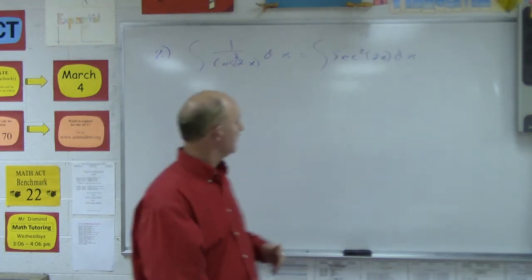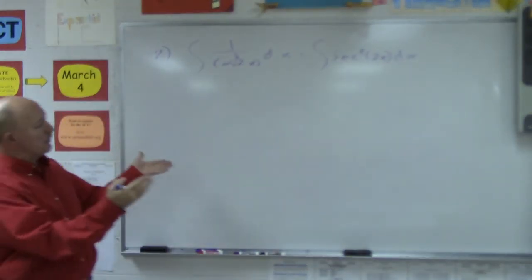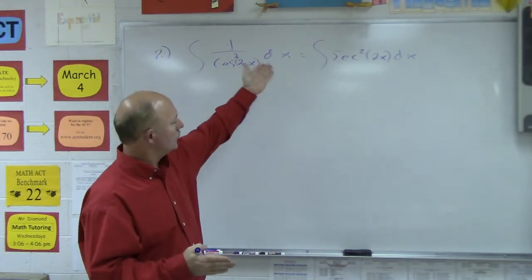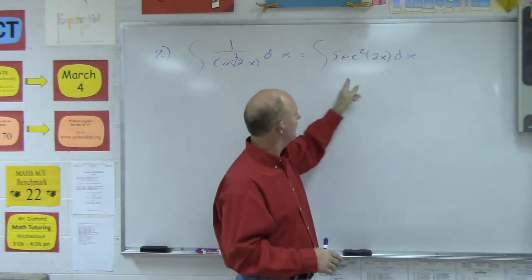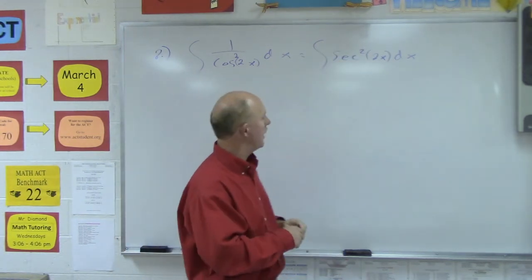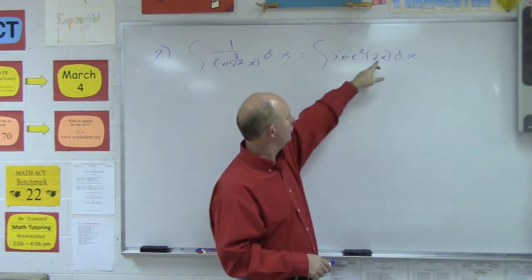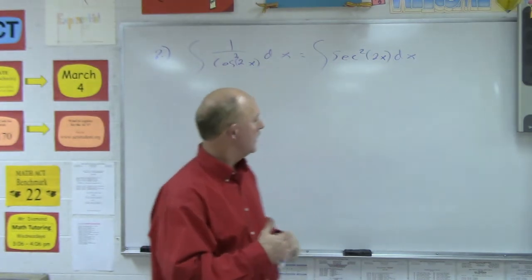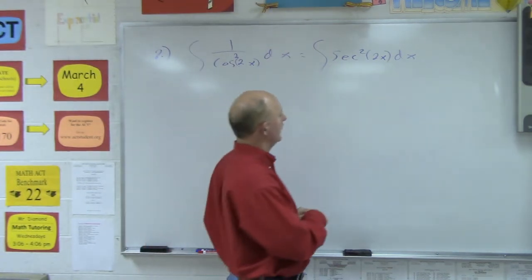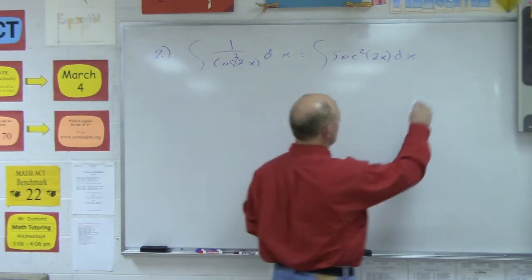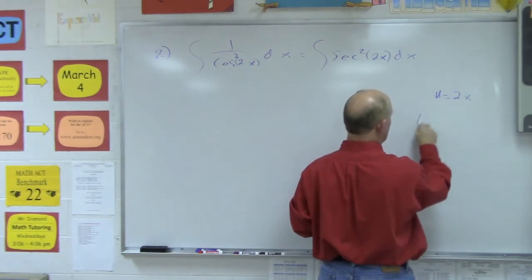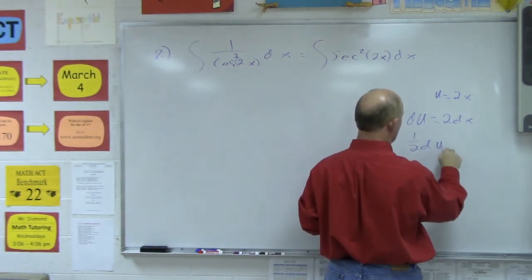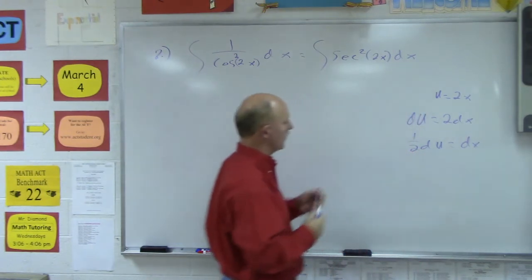Now I know the antiderivative of secant squared is tangent, but now this is secant squared 2x. This is a composite function. So our integrand is a composite function. You've got the 2x here. 2x would be the inside part of your function. The secant squared would be the outside part of your function. So we're going to have to use u substitution to find our indefinite integral here. So let's let u equal 2x, and that means du is equal to 2 dx. 1/2 du is equal to dx. So we're ready for our substitution.